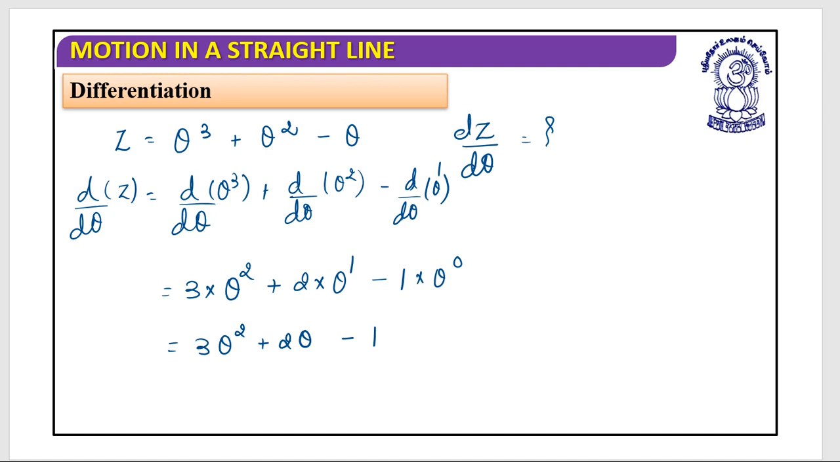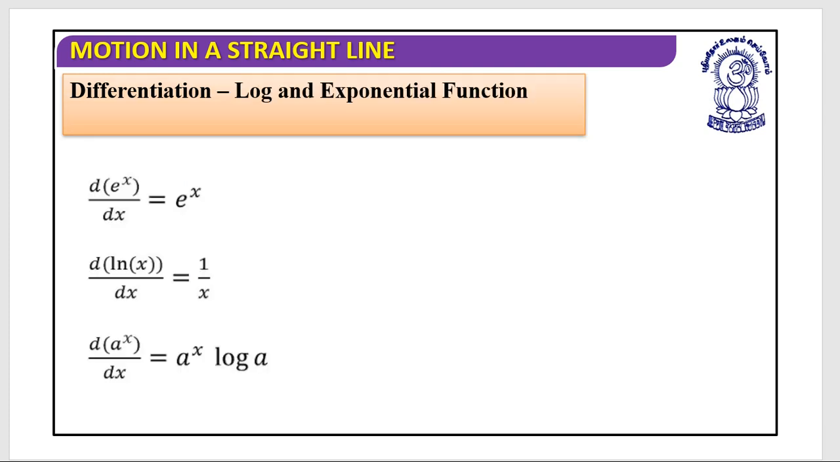So this is 3 theta square plus 2 theta minus 1. This is set. Are you clear with this? So I hope these two functions are clear to you. Now let's look at certain new basic functions. They are the logarithmic and exponential functions.